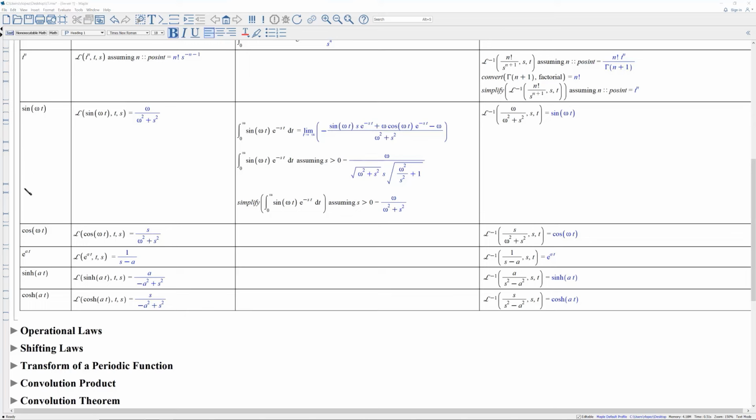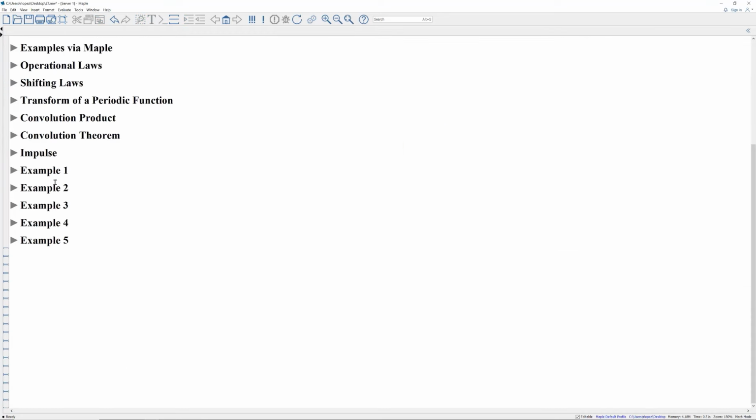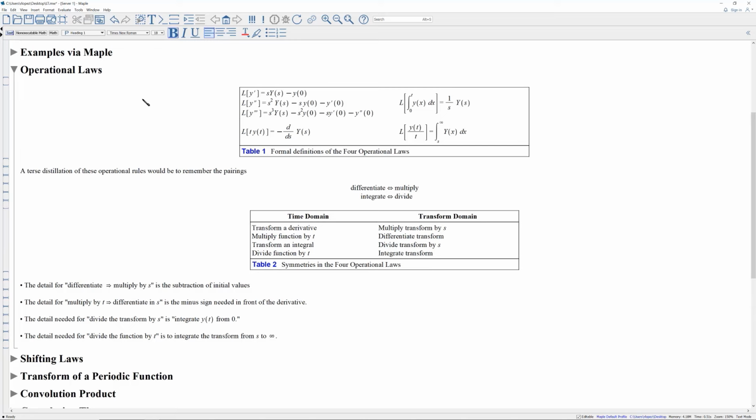Now, of course, these examples could be pulled out of a table. They can be constructed by hand at a great deal of labor. A student would need to know his or her calculus, right, based on calculus. Or they could use a tool like Maple, as we've seen. Embedded in this material, we have the operational laws, the things that make integral transforms workable.